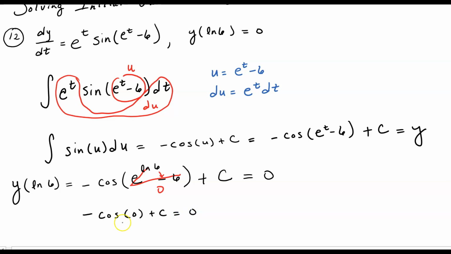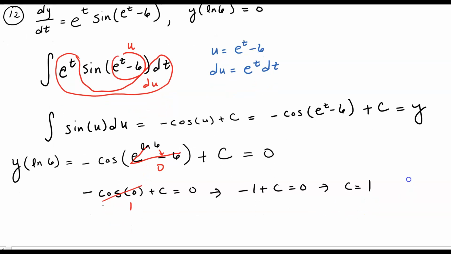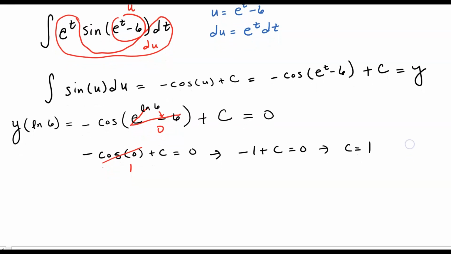Well, cosine of 0 is just, let me rewrite that real quick. I like to use my red pen. Cosine of 0 is just 1. So what do I have here? Negative 1 plus c equals 0. So what does c equal? c equals a positive 1. So I've solved for c.